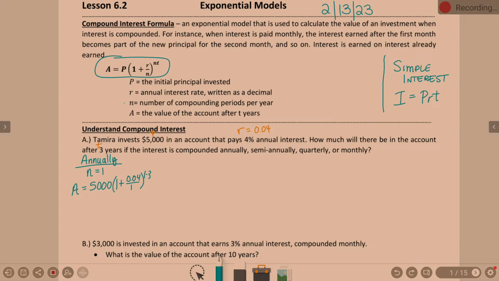Okay. Depending on your calculator skills, you can maybe put that in your calculator right now. I would encourage you to maybe do 1 step of cleanup. I would clean up what's in the parentheses and what's in my exponent. So 0.04 divided by 1 is going to be 0.04. What's 1 plus 0.04? 1.04. Raised to the, what's 1 times 3? 3.